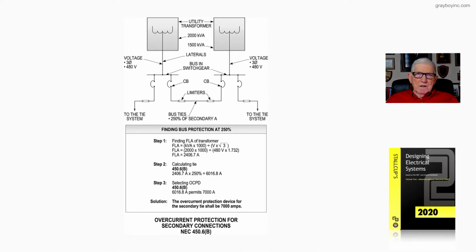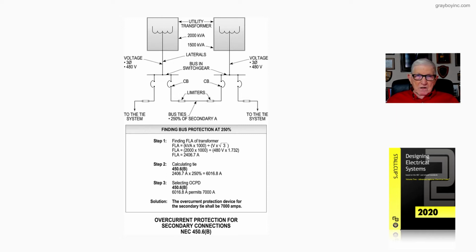Now this figure 20-18 deals with overcurrent protection for secondary connections in accordance with NEC 450.6(B). Again, this figure 20-18 comes from Stallcup's Electrical Design Book, Volume 2. If you have looked at previous illustrations on these secondary ties, we still have a 2000 kVA transformer and a 1500 kVA transformer with secondary voltage, three-phase 480 volt.